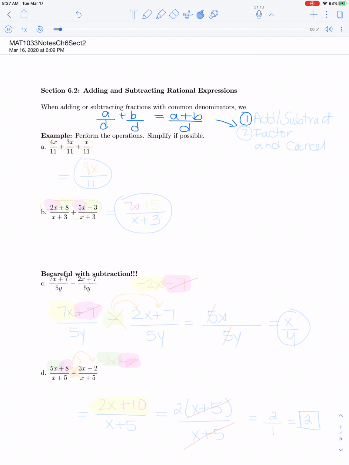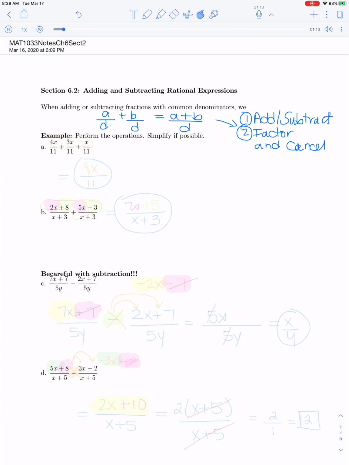So we're going to 1, add or subtract, and then 2, we will factor and cancel. We will worry about getting a common denominator later. The first couple examples will already have a common denominator.